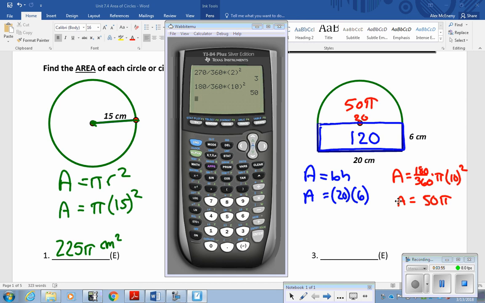Now you may be thinking the answer is going to be 170 pi, which it's not. In this case, it'll be 120 plus 50 pi.